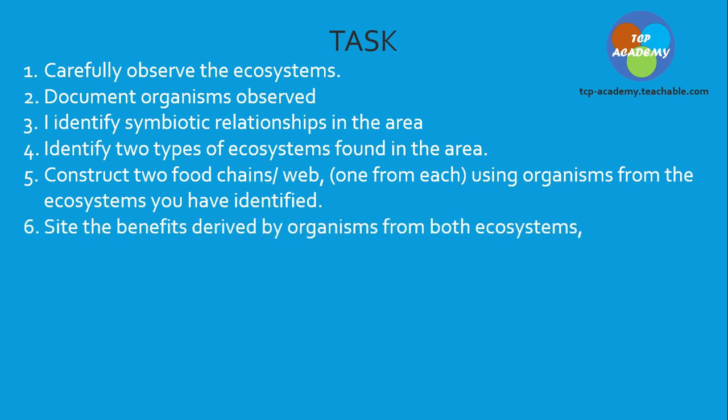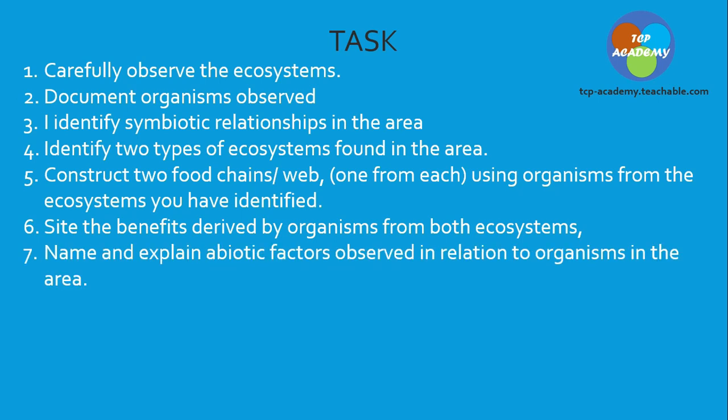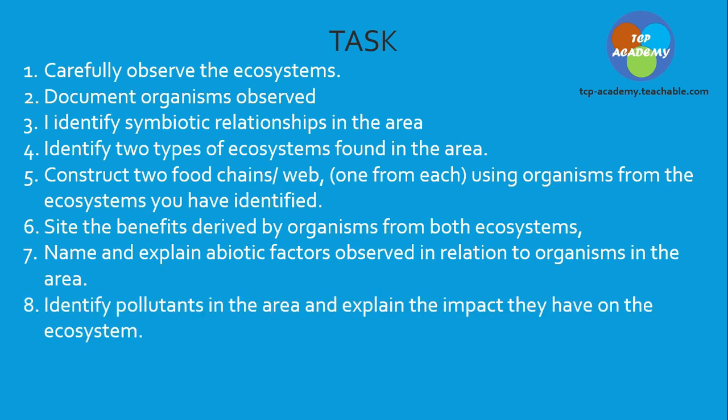Cite the benefits derived by organisms from both ecosystems. Name and explain abiotic factors observed in relation to the organisms in the area. Identify pollutants in the area and explain the impact they have on the ecosystem. Outline ways in which pollution can be reduced.